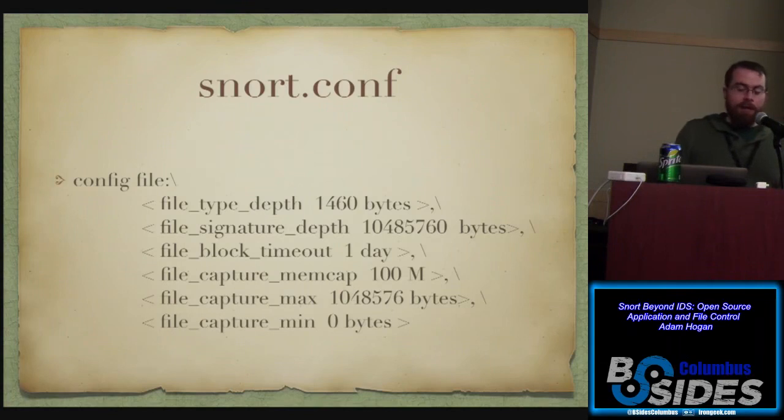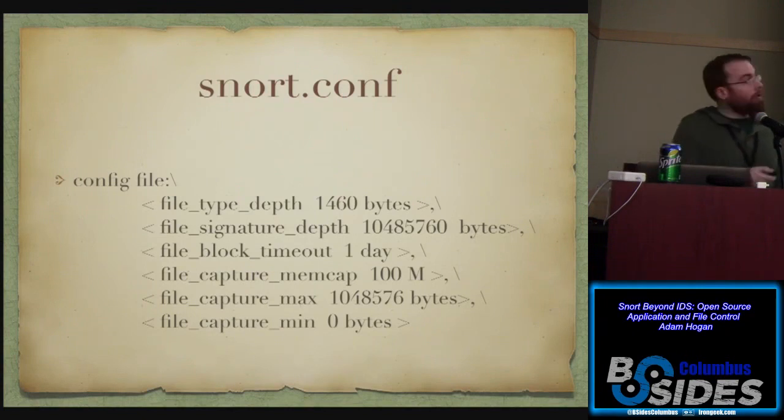Because like your file type depth is how far into a file do I look to figure out just its file type, right? Do I search for file magic? And typically we don't have to look into the whole file to pick that out, right? Usually the first chunk of a file is going to have what file type it is. We don't have to scan the whole thing. We'll save some performance there.